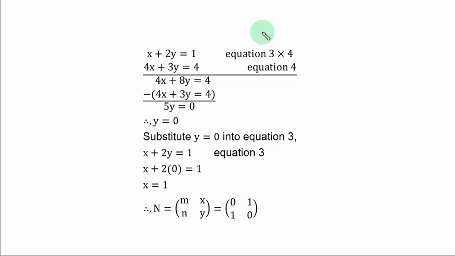Following similar procedures, if you solve equations 3 and 4 simultaneously, you have y equal to 0 and s equal to 1. So this is matrix N. M is 0, m is 0, s is 1, then n is 1, and s is 0. So matrix N is the 2 by 2 identity or unit matrix.